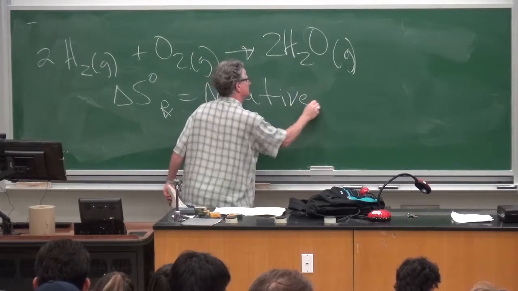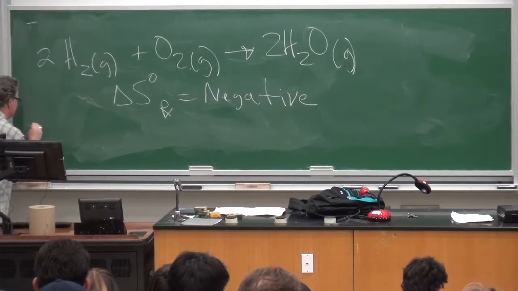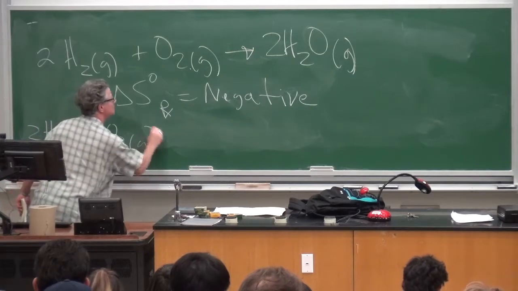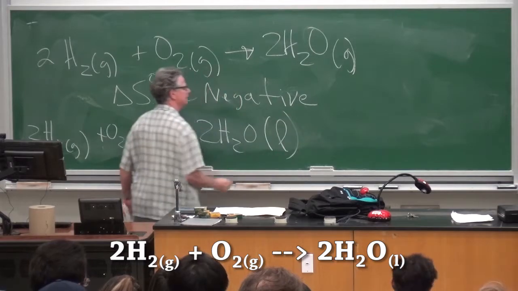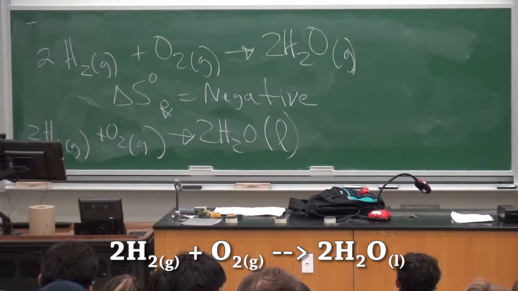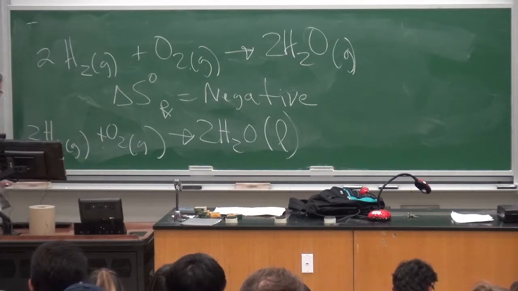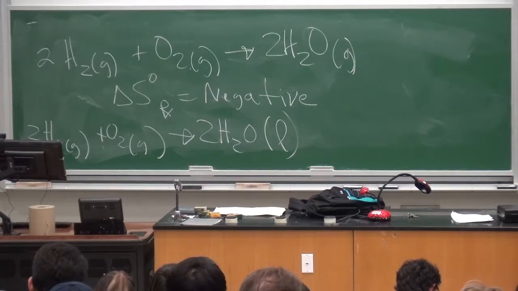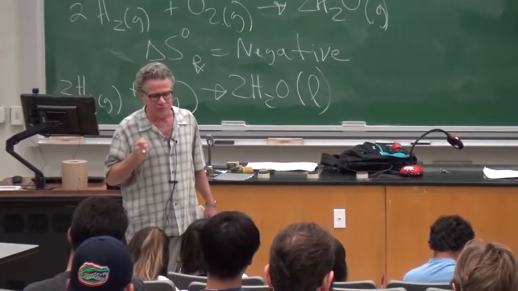Now, we can make it even more negative by doing this. Yikers, now I've made it even more negative. Why? Because I took two gas molecules and three gas molecules and converted them to two other molecules, already a negative entropy change, but those molecules are in a liquid solution phase.